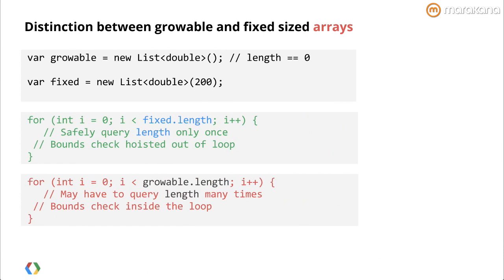There is a distinction between growable and fixed size arrays in Dart. So if you know ahead of time that your array will never change in size, you can go ahead and allocate it once, and Dart will make better optimization assumptions based on this fact, like hoisting an array bounds check outside of a loop so that it happens before the loop executes.